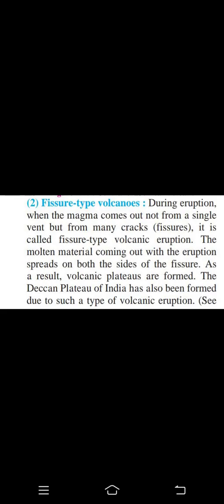Okay, now next is fissure type volcano. Fissure type means from anywhere the lava comes out. Okay, the volcano, that magma comes out. So during eruption, when the magma comes out from a single vent but from many cracks, okay, it is called as fissure type volcanic eruption. The molten material coming out with the eruption spreads on both the sides of the fissure. As the result, volcanic plateaus are formed. I'll try to show you the plateaus also. The Deccan plateau of India has also been formed due to such type of volcanic eruption.